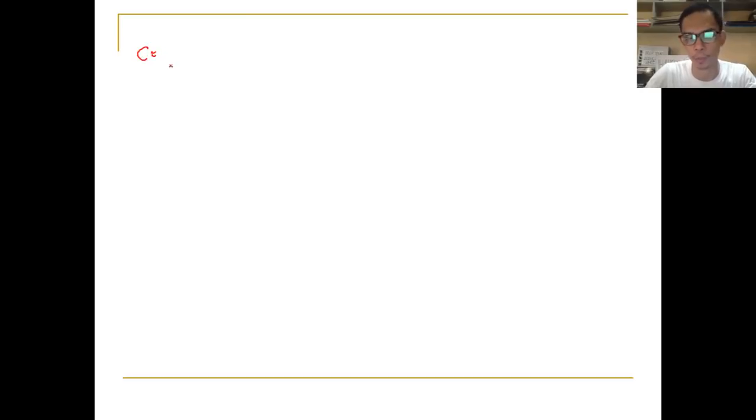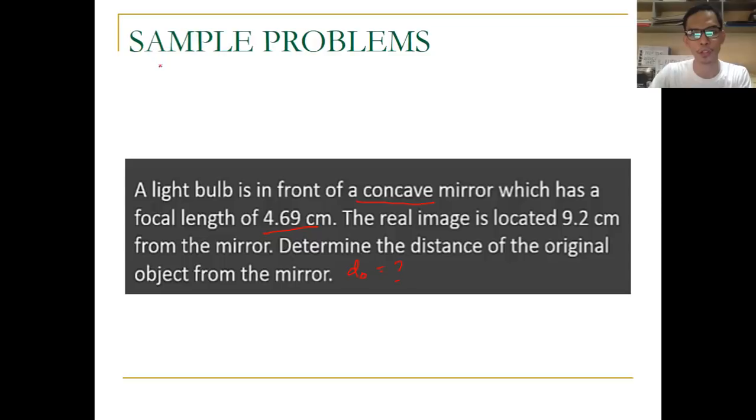Now, where is the center of curvature of that mirror? We have 2 times the F value. The focal length in that problem is 4.69 cm. Therefore, the center of curvature is 4.69 times 2, which is 9.38 cm. We're just computing the center of curvature for reference later.